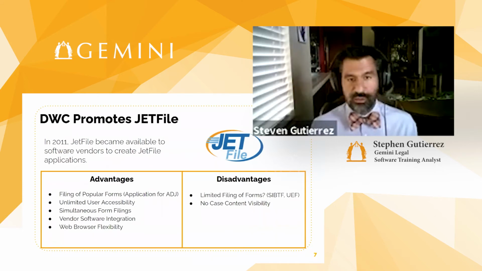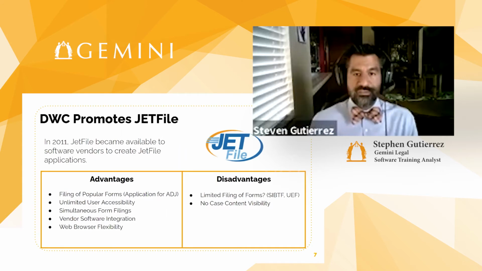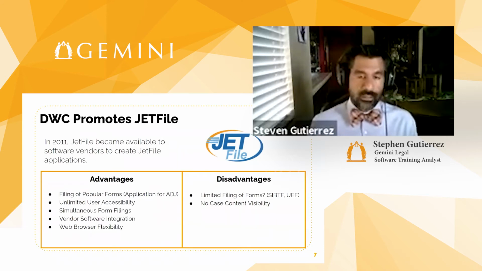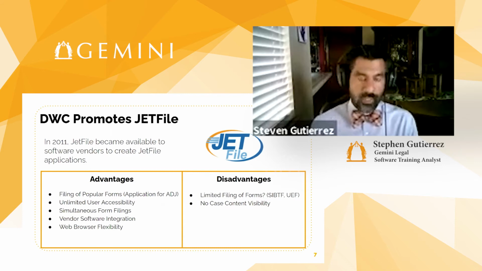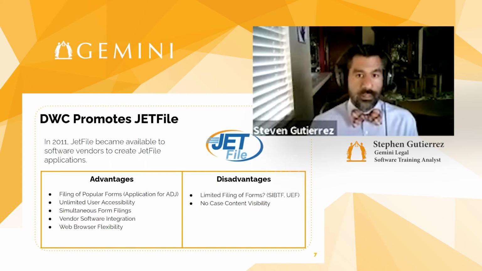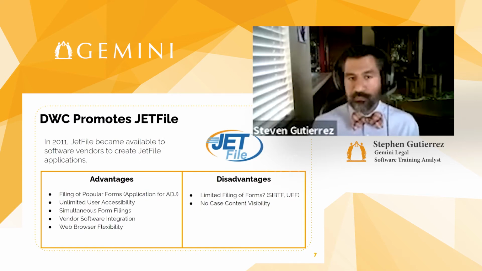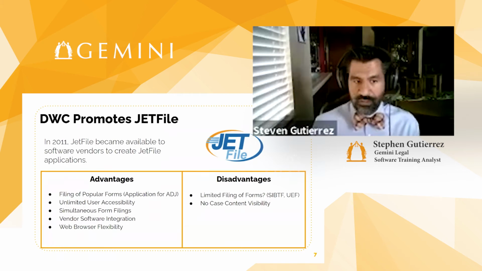The unlimited user accessibility: you now have the ability to use a system that is scalable, that would allow your assistant to create a change of address. Maybe the paralegal is going to be submitting a petition or an objection, and they're going to be able to save their progress. But most importantly, you can have all of these activities going on at the same time and submit all of these filings at the same time, if you will. So there's no limitation there. It's a huge advantage.